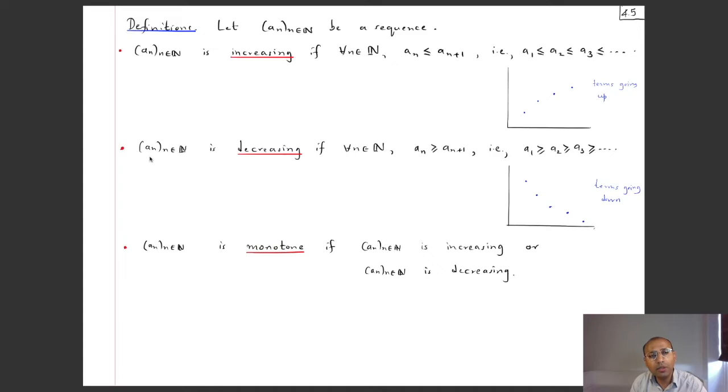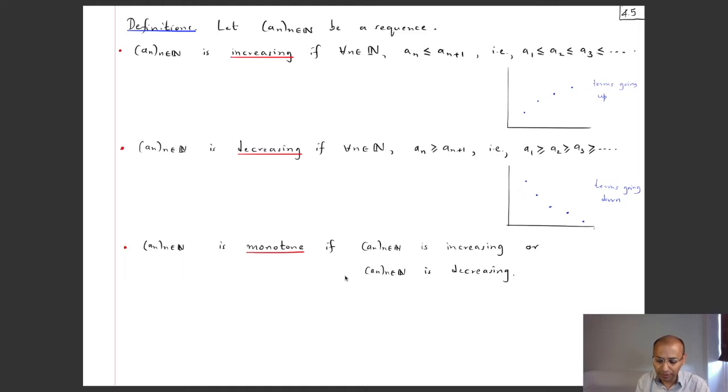And the sequence is said to be decreasing if for every n, An is bigger than or equal to An plus 1. So you have a1 is bigger than or equal to a2 is bigger than or equal to a3 and so on. So the terms are going down. And the sequence is called monotone. This is a collective term for increasing or decreasing, if the sequence is either increasing or decreasing.